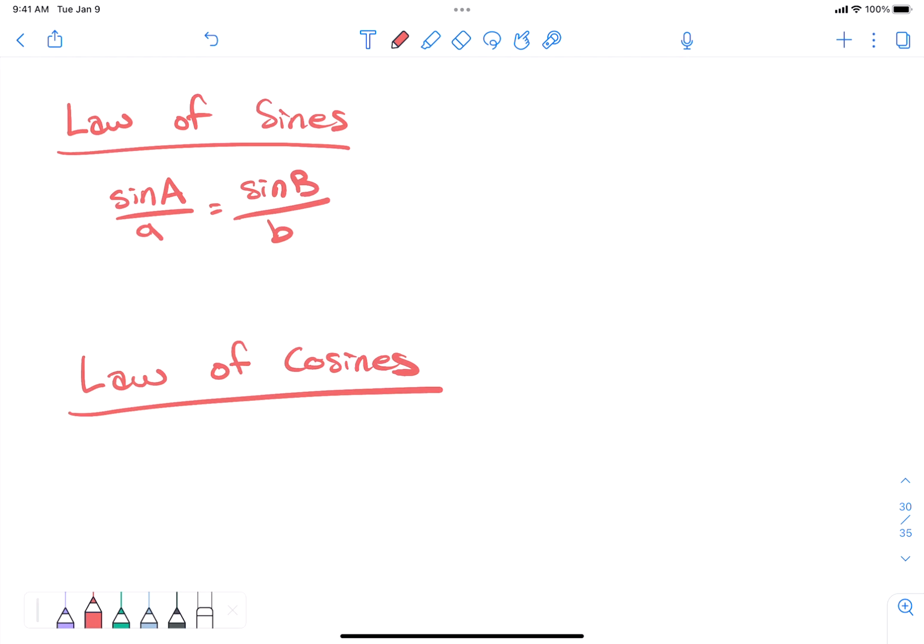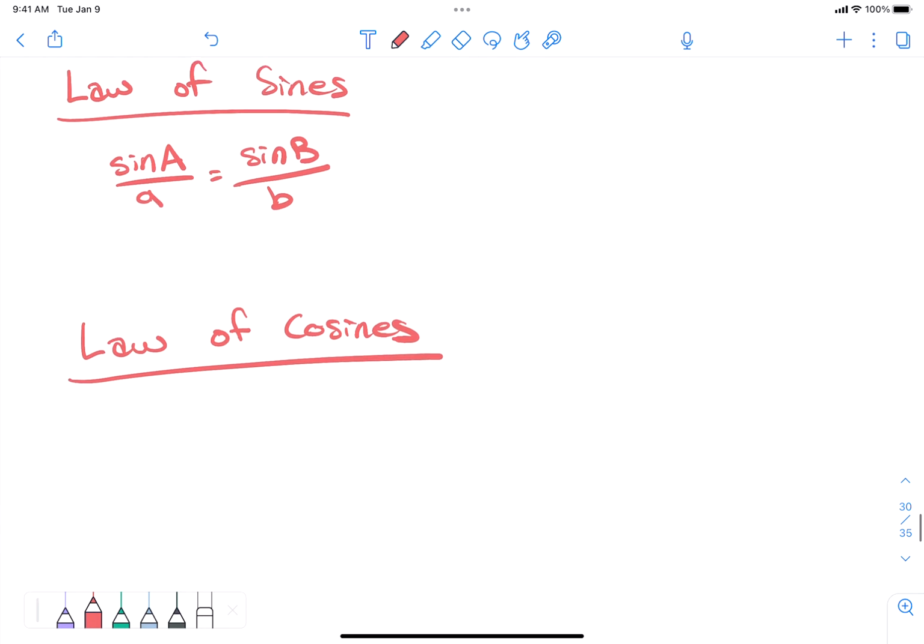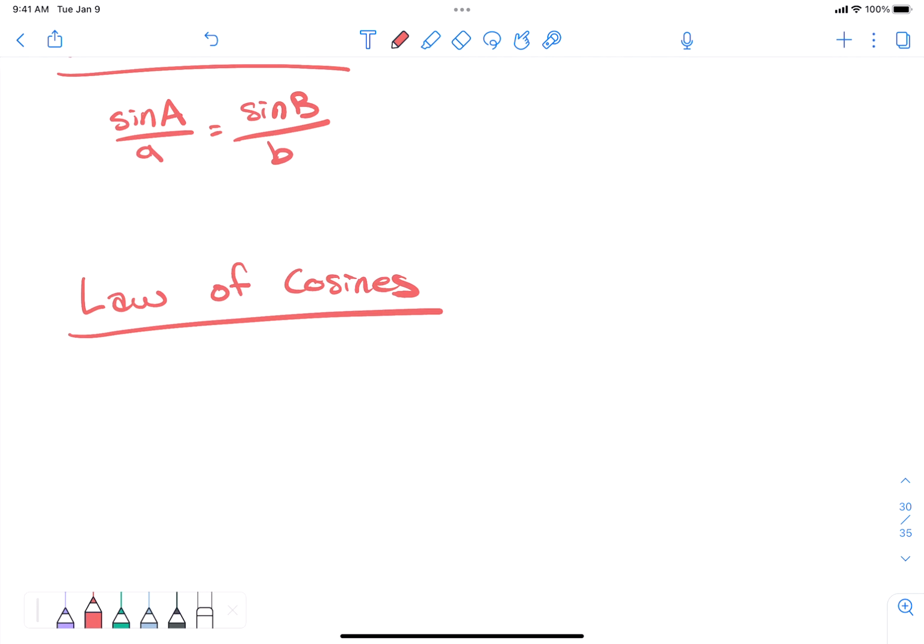And then the law of cosines is a little bit different. Do you guys know what the law of cosines is? Do you have it memorized? Do you remember it? C squared equals A squared plus B squared minus 2AB cosine capital C. Good for you. Look at that.